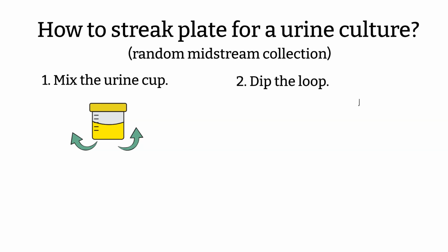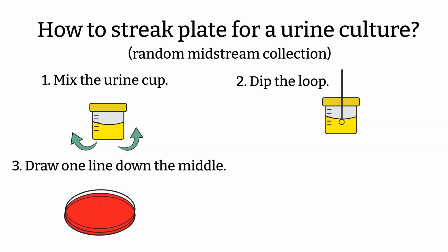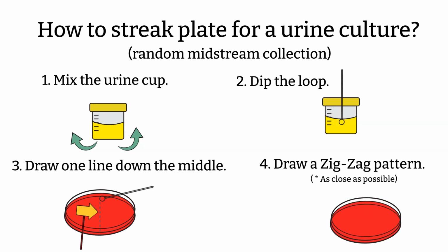Just dip the loop part, not the whole stick, because the loop is already calibrated for how much specimen you're going to pick up. If you dip in the whole stick, then you're picking up more than what you need, and that can increase the CFU, colony forming unit, and throw off your reading later on. After you dip your loop into the urine, draw a line straight down in the middle of the plate and go over it with a zigzag pattern until you cover the whole plate. Before you start streaking the plate, take a second to look for any signs of contamination or mislabeling.